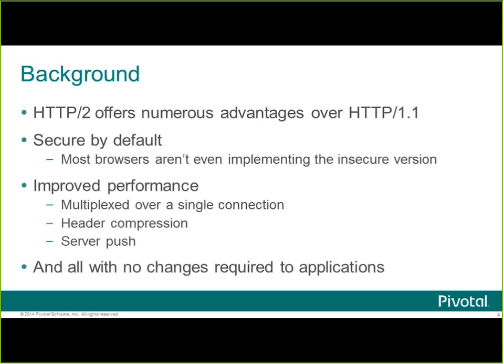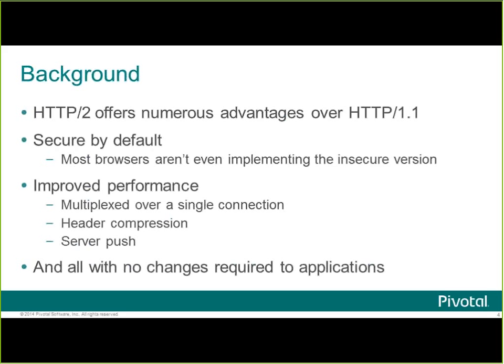So, why HTTP2? Well, the short answer would be because the servlet spec says we have to in Tomcat 9, but there are good reasons for implementing HTTP2. Fundamentally, it offers a number of advantages compared to HTTP 1.1. First of all, it's secure by default. There is a clear text version of HTTP2, but if you look at the browser implementations, most of the browsers aren't even bothering implementing it. It's more the command line tools like curl that are implementing the clear text version as well. So it's secure by default. Everything runs over TLS.